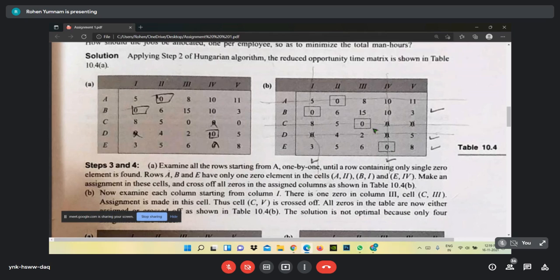The line will be drawn like this. For the tick columns, you have to draw the line. See, this is a column having a tick. Draw the line, draw the line. And for the rows, which are not ticked, see, this one is not ticked, you draw the line. This one also is not ticked, you draw the line.